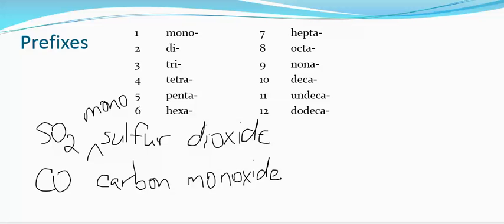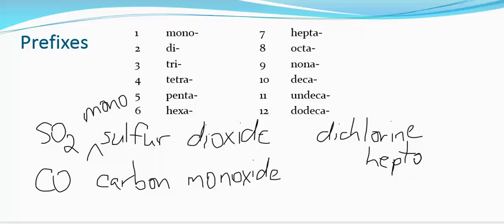If I give you the words dichlorine heptoxide, with these binary covalents, you don't have to worry about charges because I'm telling you how many atoms there are. Dichlorine means there are 2 Cl's. Heptoxide means there are 7 oxygens. So it's Cl2O7. You do not have to worry about charges with the binary covalents because I'm giving you the prefixes.